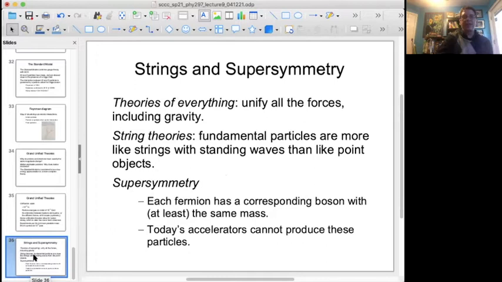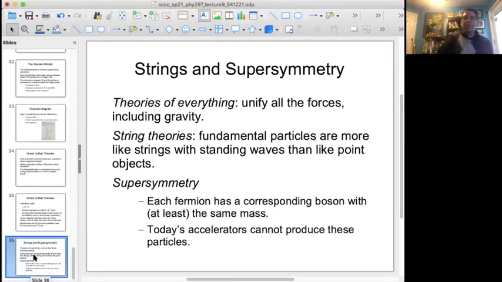So theories of everything unify all the forces, including gravity. Again, you get to that small scale and you get symmetry. And that symmetry at some level should include gravity as well, or at least that's what is expected. Most of the theories of everything involve what are called string theories, where fundamental particles aren't really particles so much as they're more like vibrating strings with standing waves than they are like point objects.